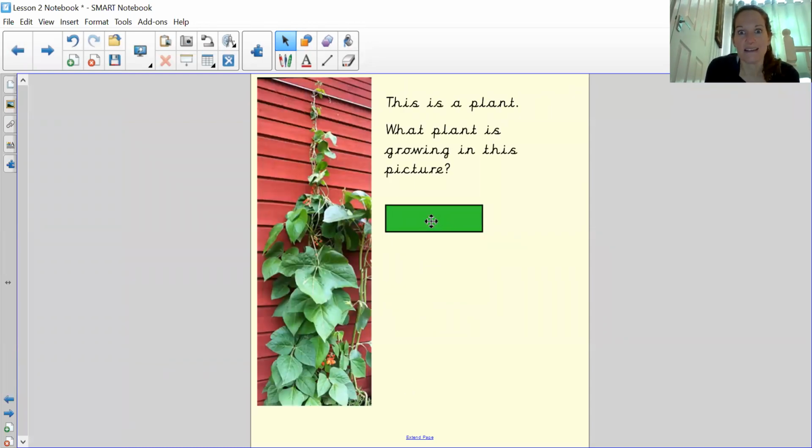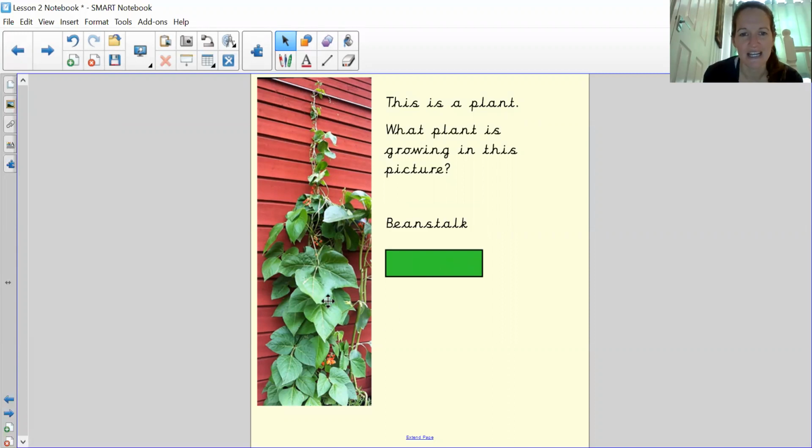So this is a plant. What plant is growing in this picture? Well done if you said a beanstalk, yes. So it's growing up the side of this fence, and you can see there's the long green beans hanging down.